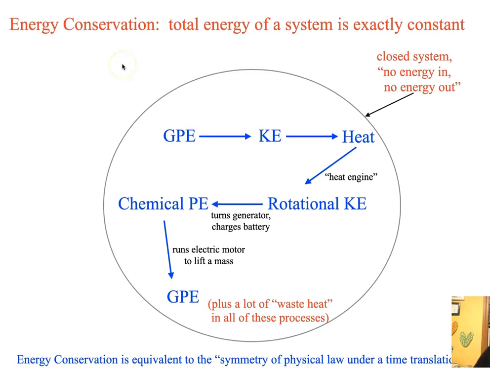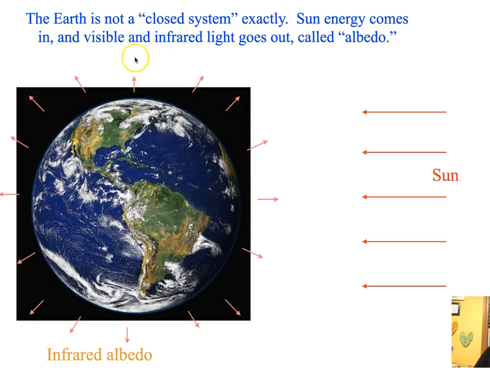Conservation of energy is equivalent to, at the very bottom I have written here, the symmetry of physical law under a time translation. It's a fancy way of saying that the laws of physics, whatever they are, don't depend on time. If you do an experiment today and tomorrow or 1,000 years from now, you're going to get the same result, okay, under the same circumstances. So that's a little exotic, but in a practical sense, energy conservation is vital, okay? So let's take a system, a really complicated system. That's the Earth. Now, the Earth is not exactly a closed system, but there's an energy balance.